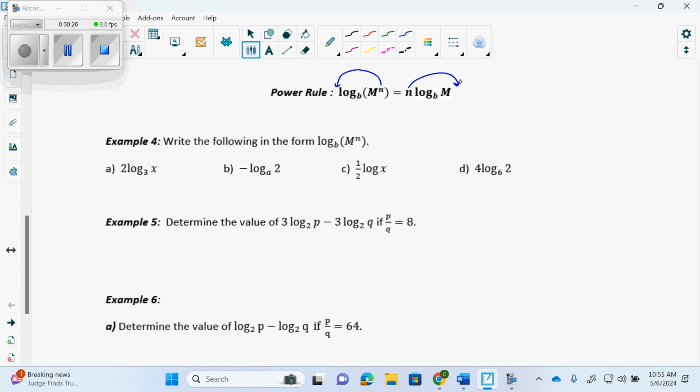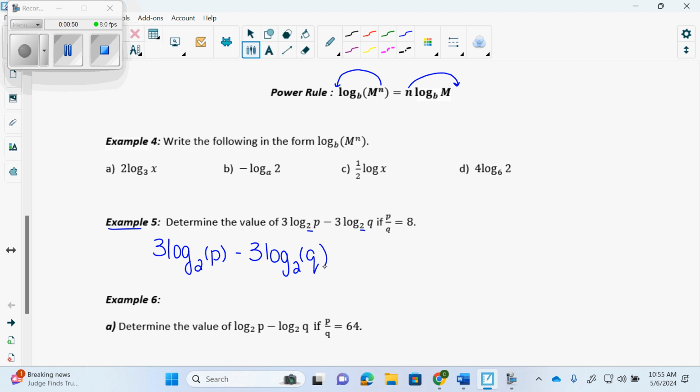So we're going to look at this one here, just example 5, because we did some on the board over there. So we have log base 2, log base 2. That's helpful, so I'm going to rewrite it: 3 log base 2 of P minus 3 log base 2 of Q. Right?